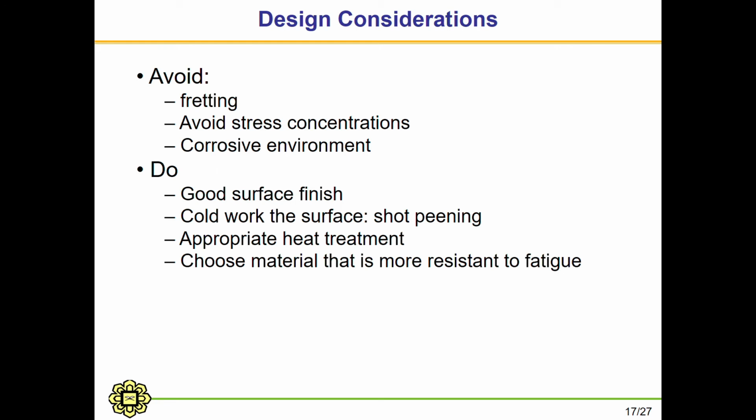So, design considerations. You have to avoid several types of factors that are going to induce high fatigue failure. For example, fretting, and then avoid stress concentrations, and also the corrosive environment. So what we need to do is have a good surface finish, cover the surface, okay, shot peening, and then appropriate heat treatment. The last one, choose material that is more resistant to fatigue, which is high strength material.